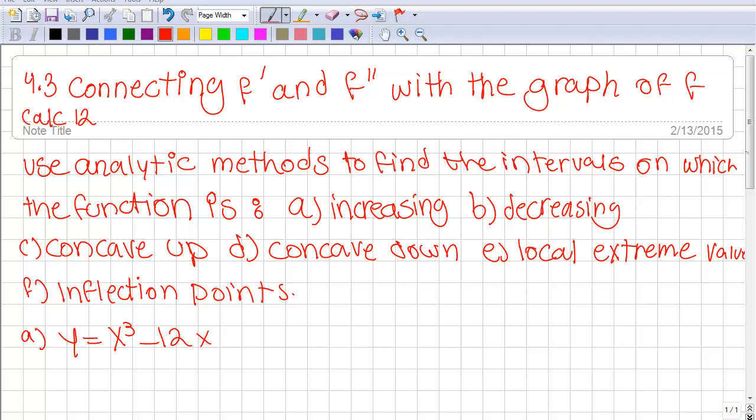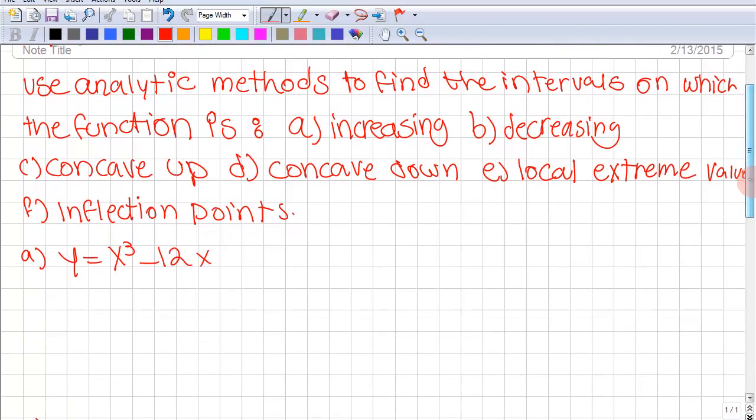This is Calculus 12, Chapter 4.3, Connecting f prime and f double prime with the graph of f. Use analytic methods to find the intervals on which the function is a) increasing, b) decreasing, c) concave up, d) concave down, e) local extreme values, and f) inflection points. So, this is our function, y equals x cubed minus 12x.